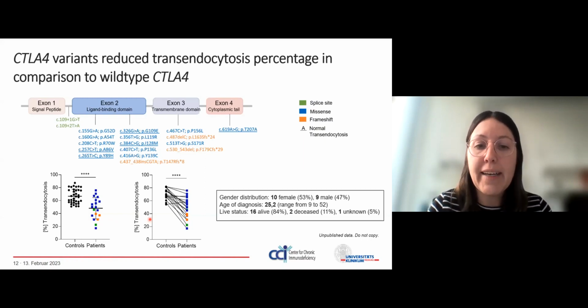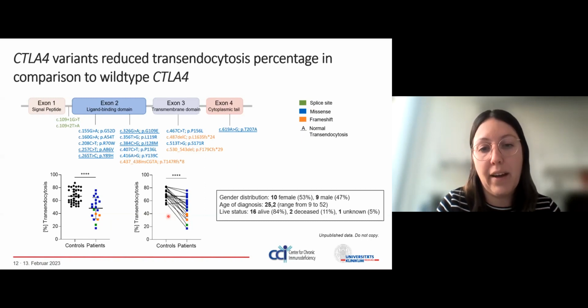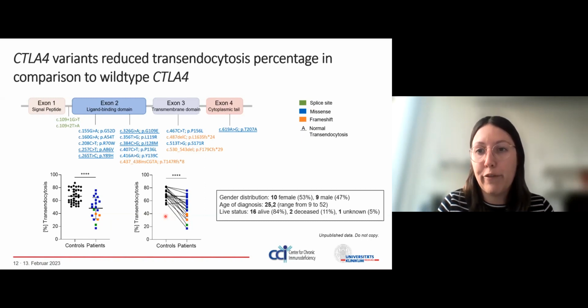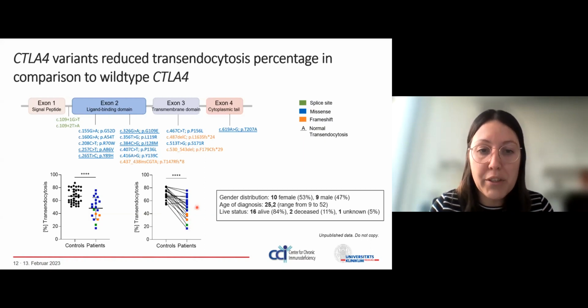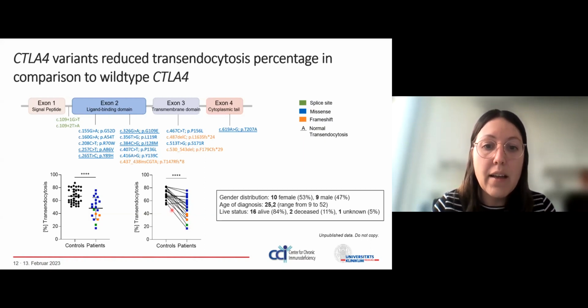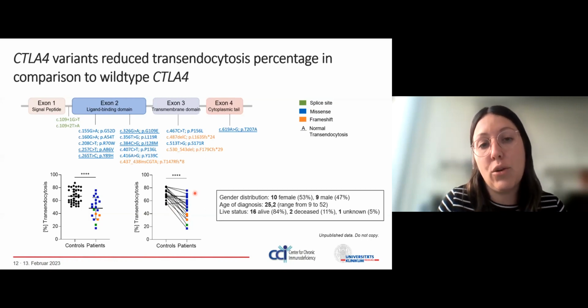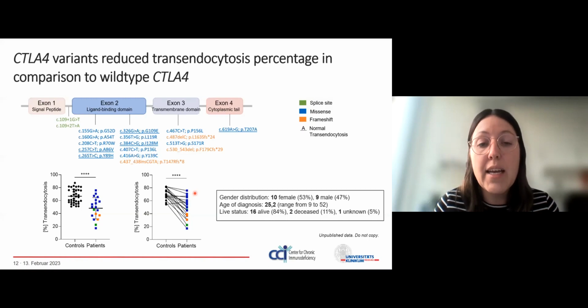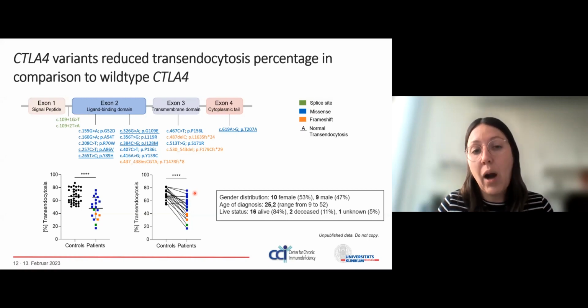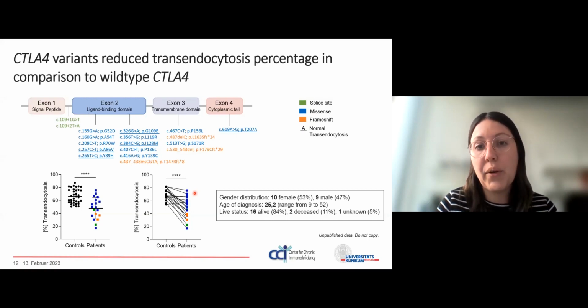And when we then directly compared each patient to their healthy control, you can see that the frameshift and the splice site mutations lead to a highly reduced transendocytosis, but we also have some mutations, and they're normally missense mutations, that show normal transendocytosis. And this underlines how essential this testing is, because not always the CTLA4 function is impaired.